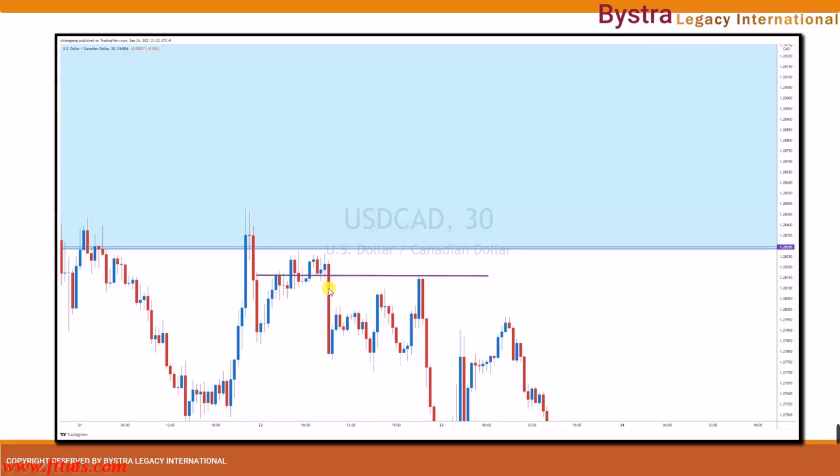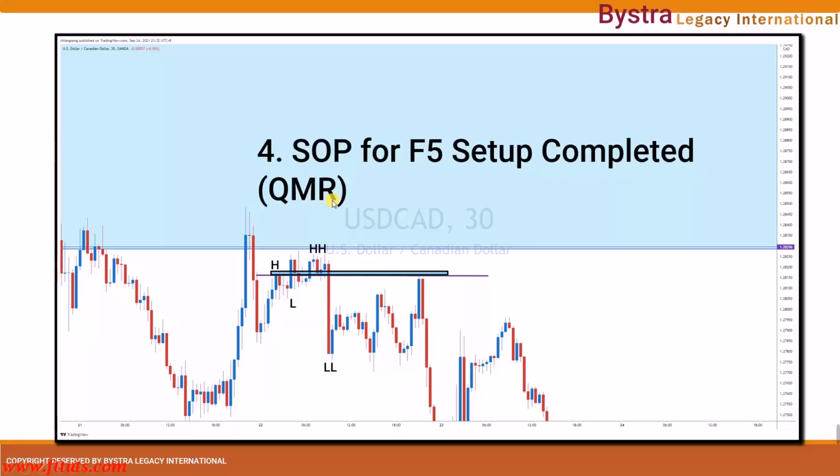So if you look here, the QMR setup must have a complete SOP before we can consider this a QMR setup. So we draw the horizontal line at the left shoulder of the QM, and then we mark the zone as our monitoring area, okay? And then we mark the structure: high, low, high, higher high, and lower low. So we do have the full SOP for the QMR. At the same time, the setup is in the H4 engulfing candle. So once we got this, this is our SOP completed.